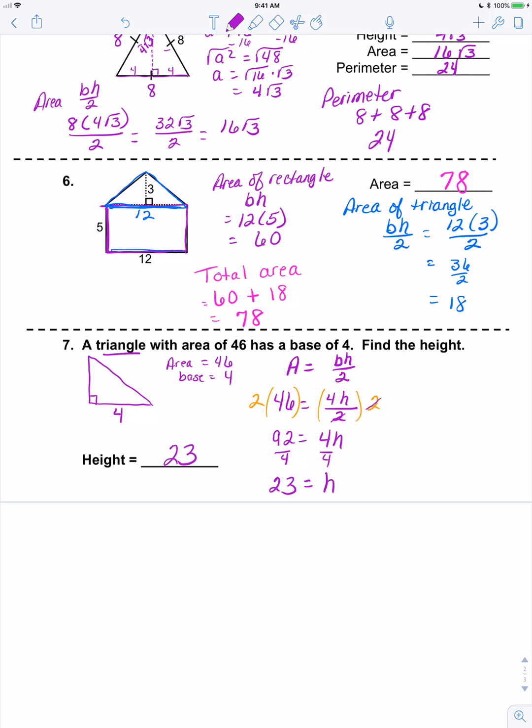So you can use those formulas to find different parts of the triangle if you're given different information. So hopefully that's clear.